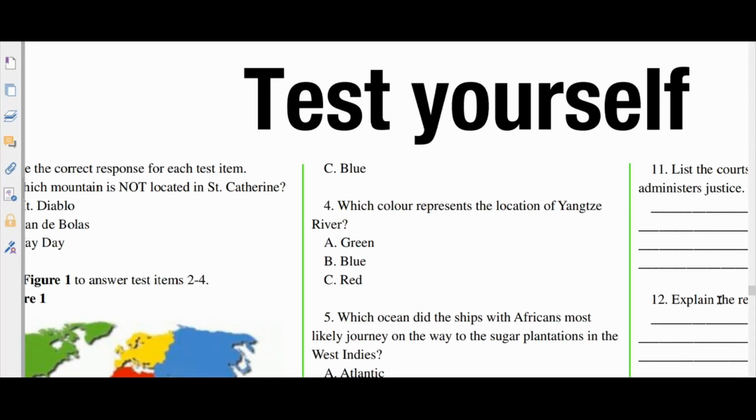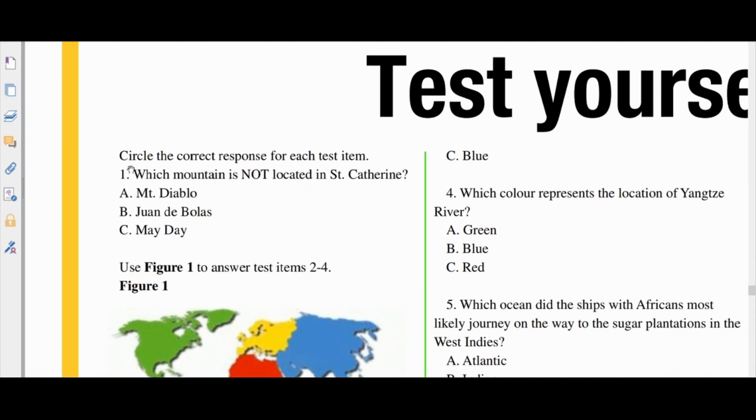In this episode, we're going to be testing ourselves with some social studies. Circle the correct response for each item.